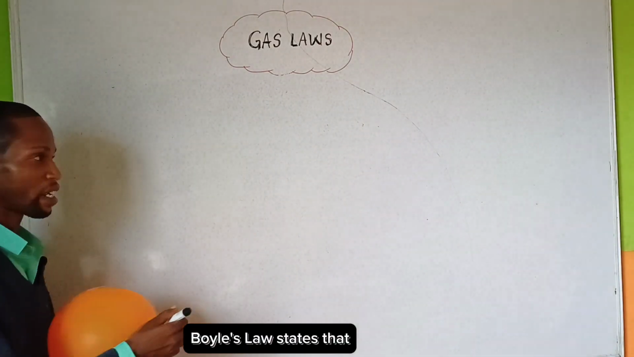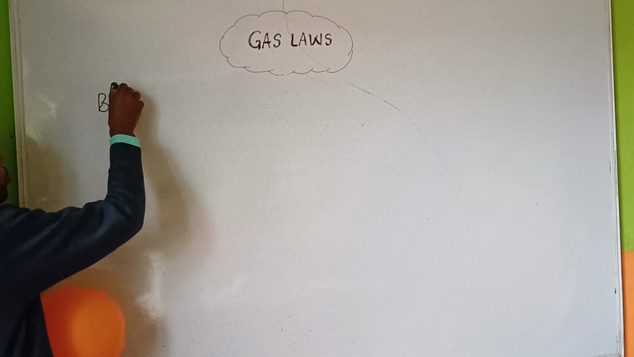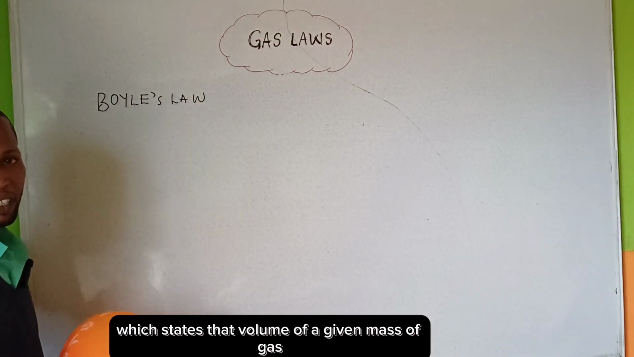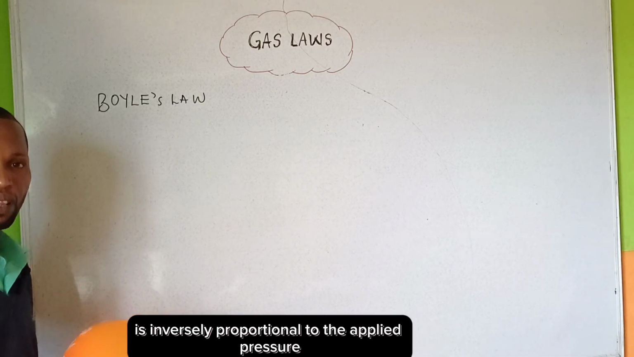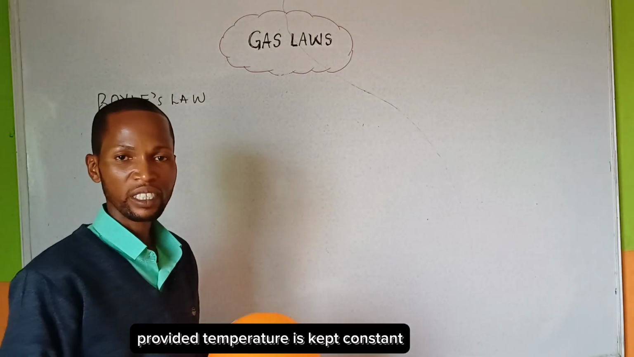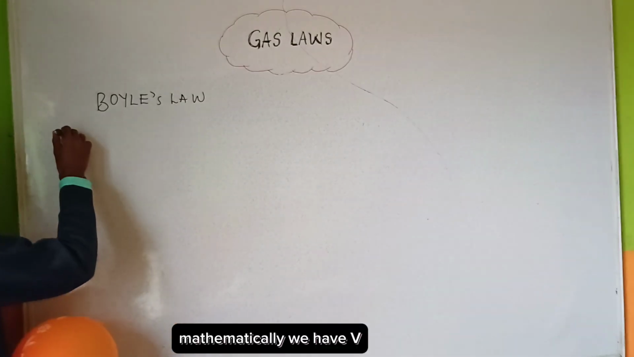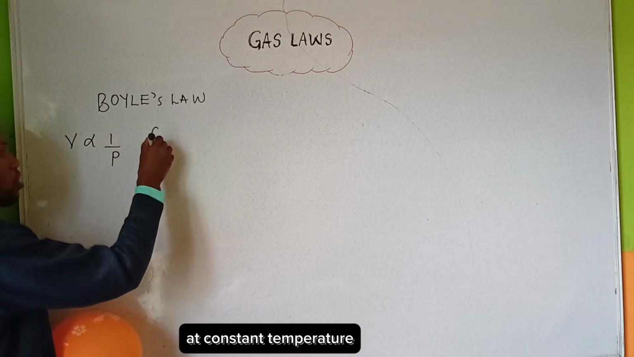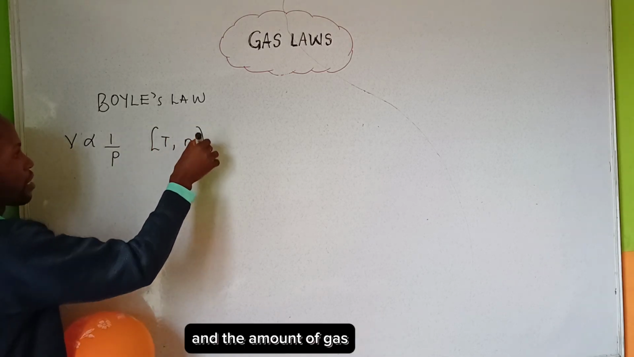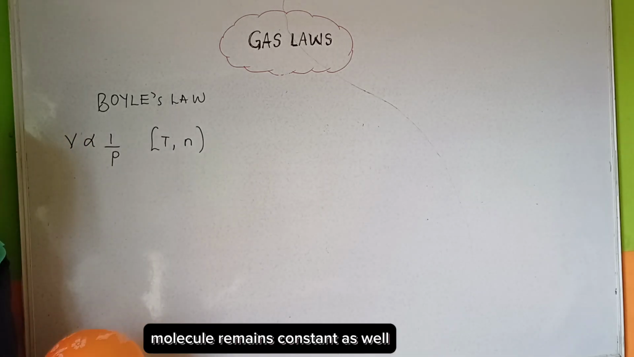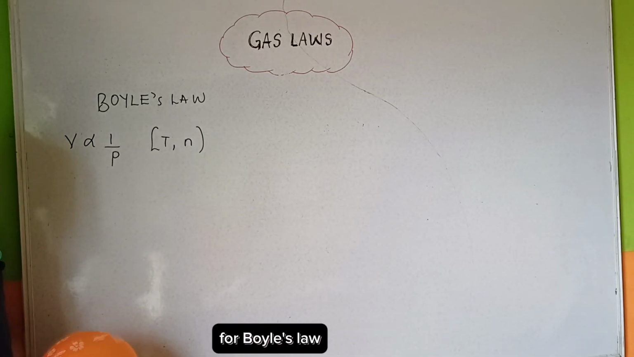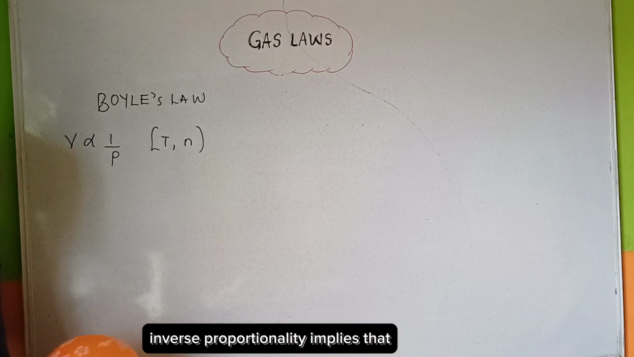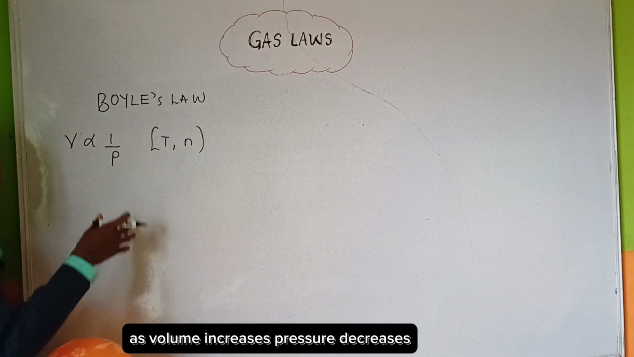Boyle's law states that the volume of a given mass of gas is inversely proportional to the applied pressure, provided temperature is kept constant. Mathematically, we have V is inversely proportional to P at constant temperature, and the amount of gas molecules remains constant as well for Boyle's law. What does this inverse proportionality imply? Inverse proportionality implies that as volume increases, pressure decreases.